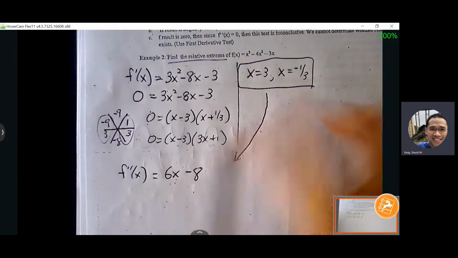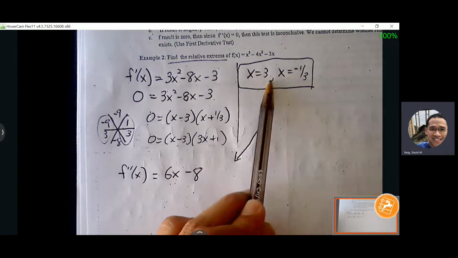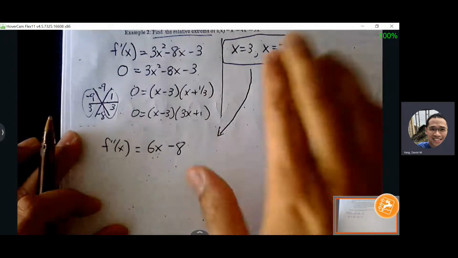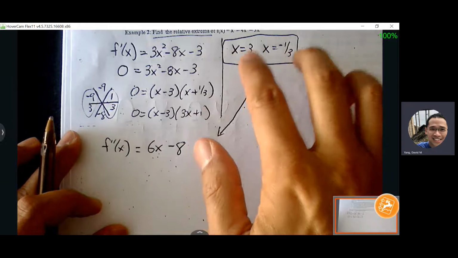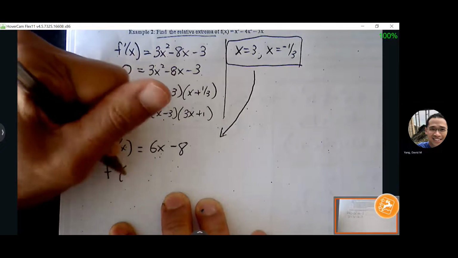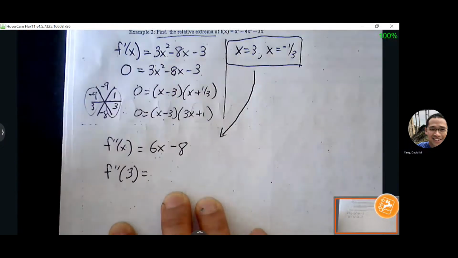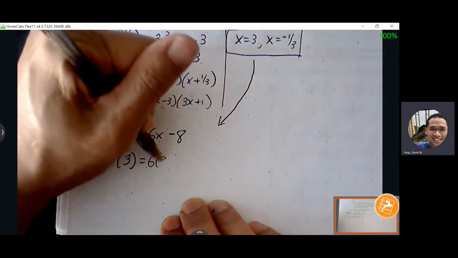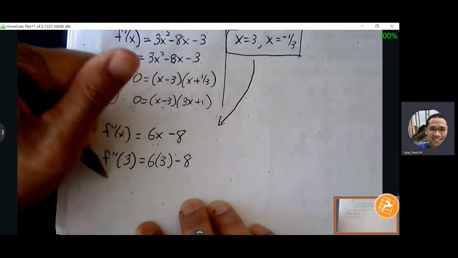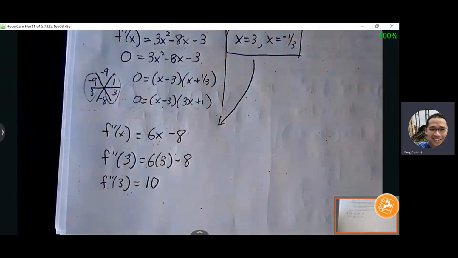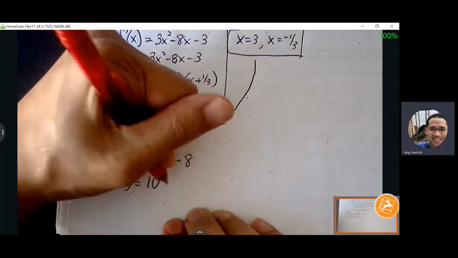This is going to help us decide what's happening at 3 and -1/3, whether there's a relative max or a relative min. So one at a time, I'm going to insert these candidates from the first derivative into the second derivative function. Insert 3 in for x. 6 times 3 minus 8. What does that equal? 10. So the number is not that important. It's the fact that it's positive, that is greater than 0.